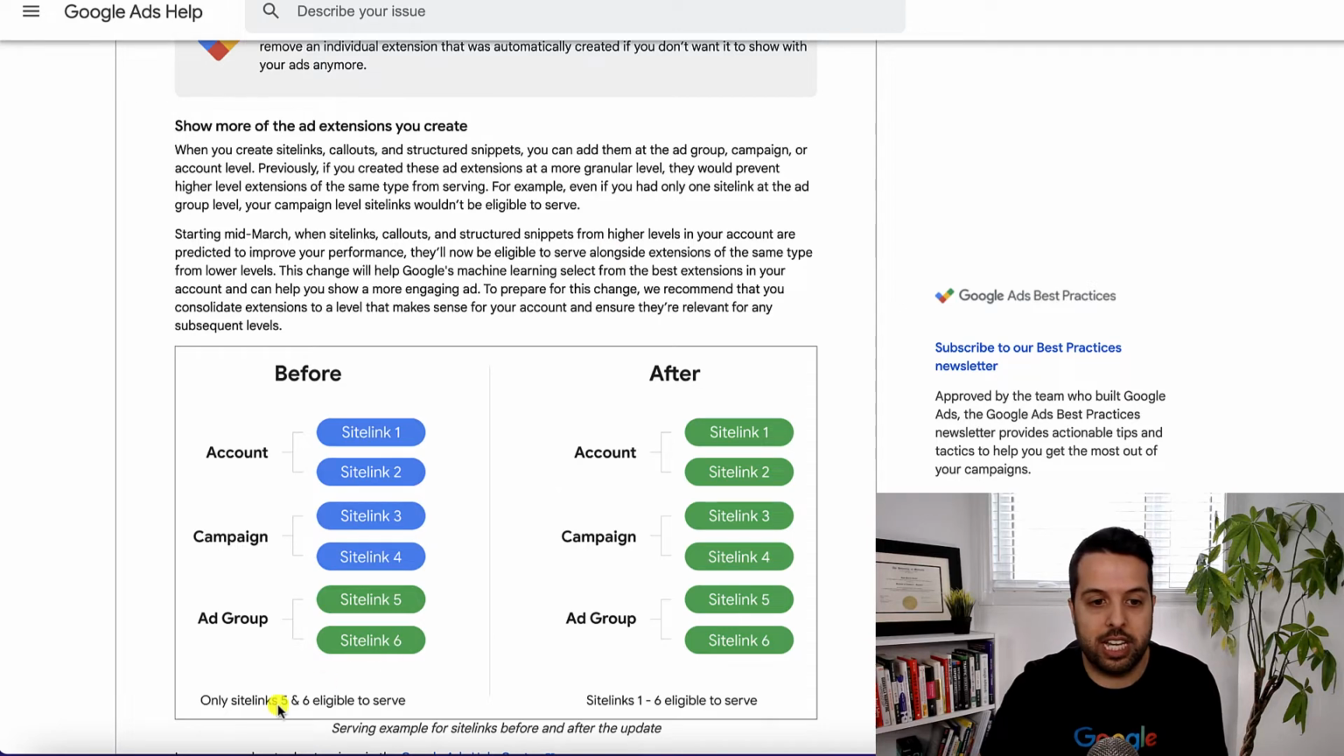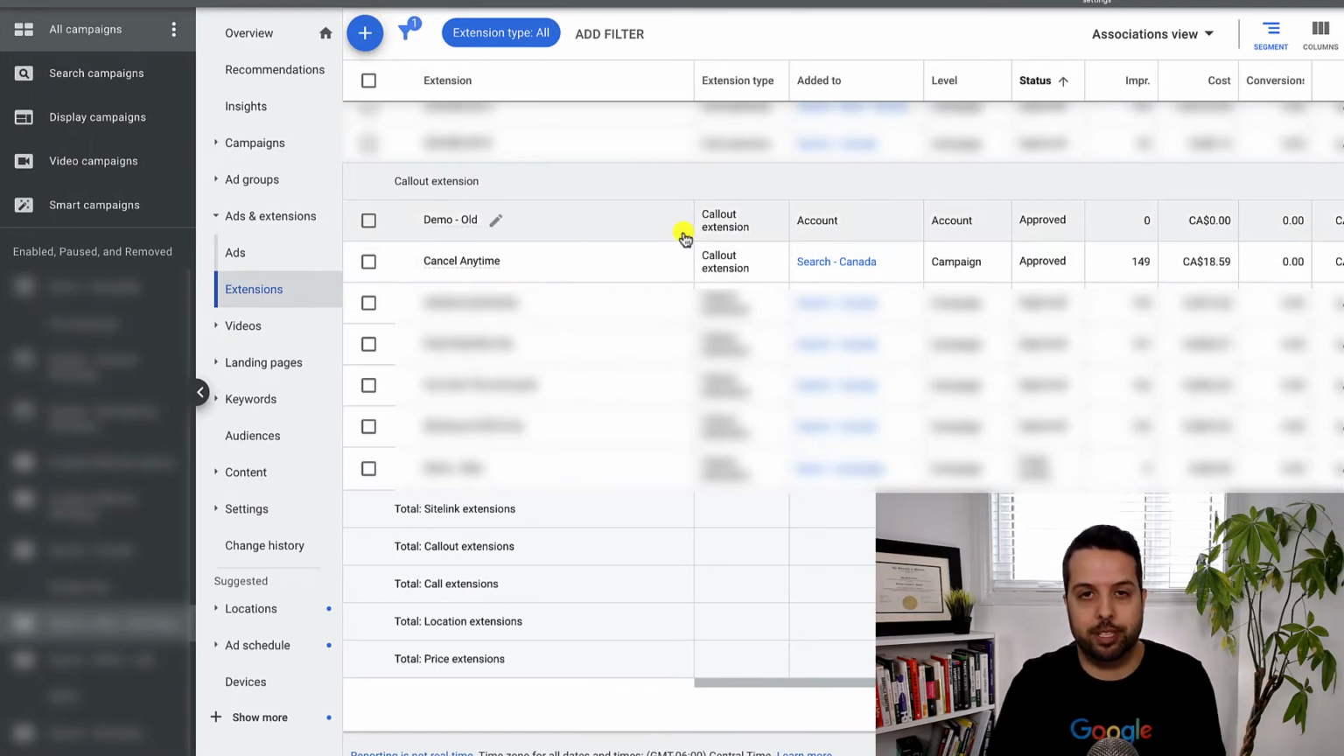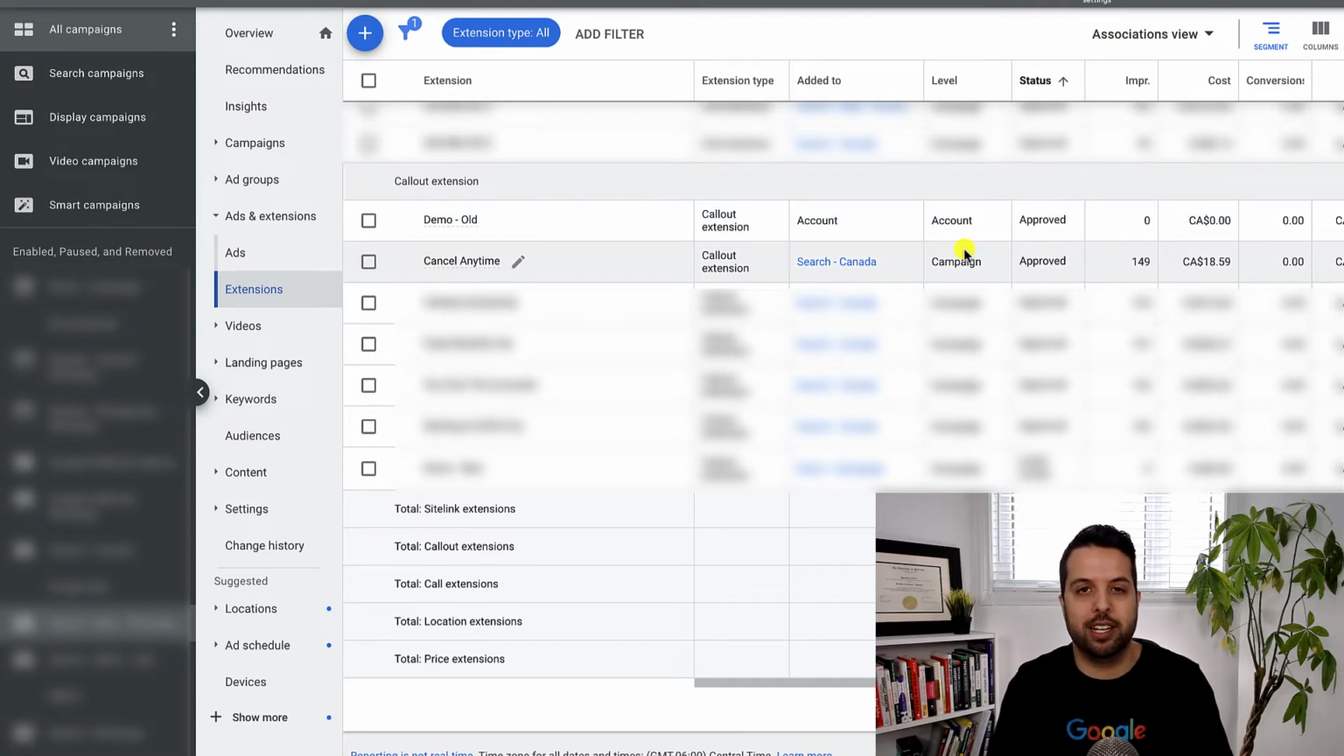So what essentially you have to do is, in your campaigns here, I'm going to hide some of this to maintain this client's privacy. But if you go to your campaigns and then you look at the extensions tab, what you'll see here is the level, right? There's account and there's campaign. So back in the day, all these account ones, I wouldn't even worry about. I would just worry about the campaign. And this also applies to ad group level. I don't do a ton of ad group level extensions, but the same exact thing applies. So now if you have something at the ad group, the campaign and account are also eligible to serve.